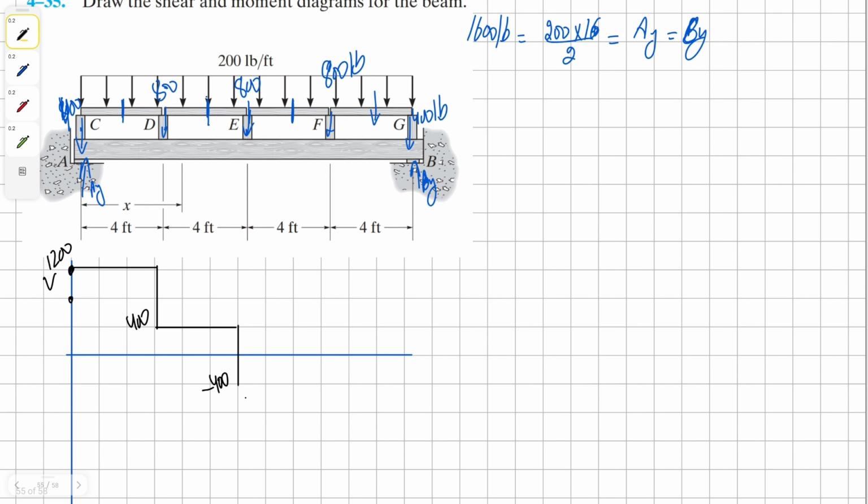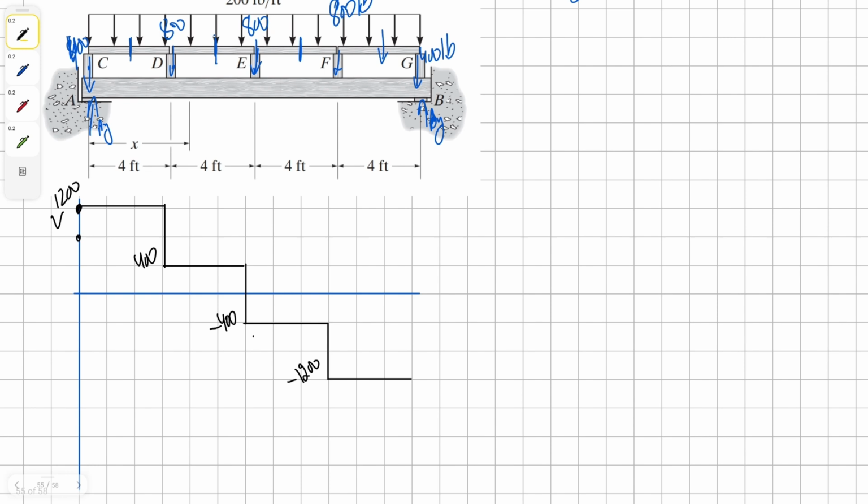And then from there, nothing happening again for the next 4 feet. And then we're going down again by 400, which will bring us to negative 1200. Then again, nothing happening for the next 4 feet. And then we have positive 1600 and negative 400. That gives us positive 1200. And then we go up to the 0 mark. That confirms our shear diagram is correct.